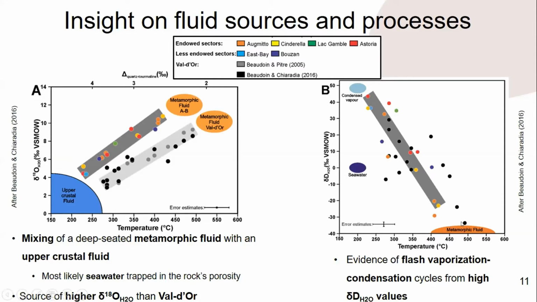Looking at the hydrogen composition, we can see a low delta D and high temperature end member, which is likely metamorphic. However, we cannot say that the other end member is seawater, since it goes way beyond 0 per mil. So we interpreted those really high values as evidence of a flash vaporization condensation cycle, so phase separation of the fluid, which would lead to high delta 18O values and wouldn't affect the delta D values that much.